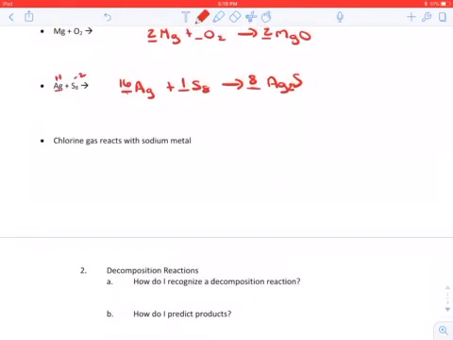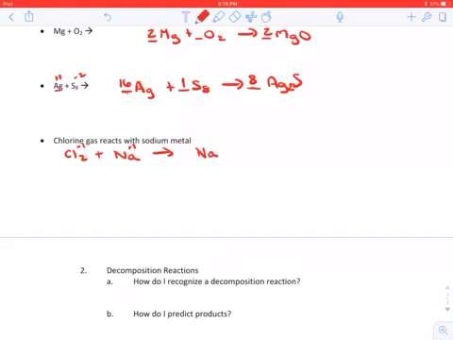We can also translate from words. We know we have chlorine gas reacts with sodium metal, so Cl2 reacts with Na. Again, 2 elements, so we know it's going to be a synthesis reaction, which we're just going to squish them together and make sure our positive one goes first. So if we look at our periodic table, Cl is -1 when it's in a compound, and Na is +1 when it's in a compound.